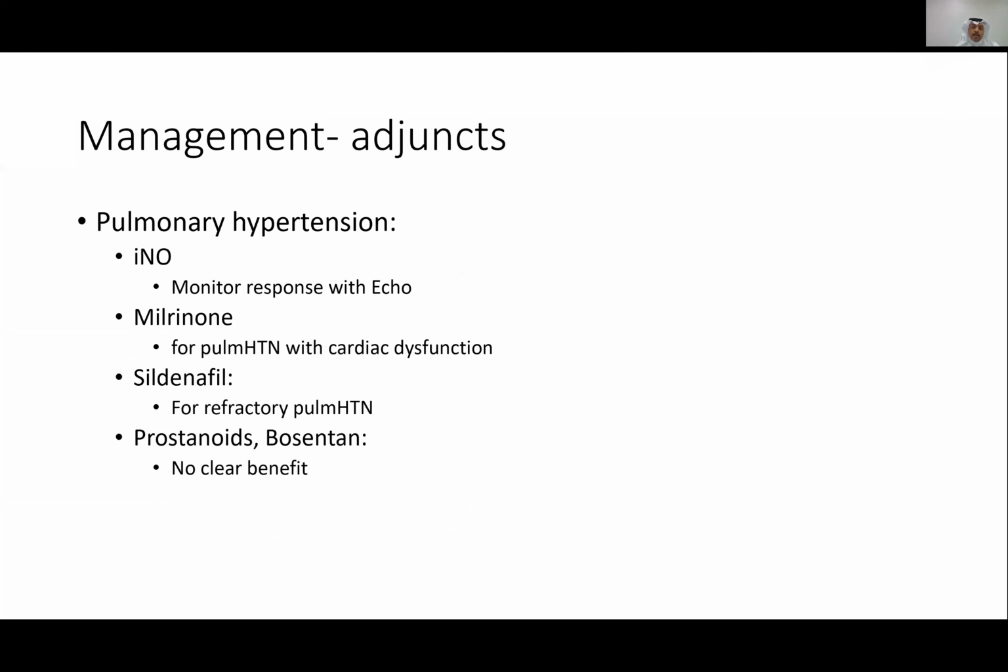Another adjunct to treat pulmonary hypertension is INO, as we said. Milrinone is a good drug. Sildenafil is also a good drug for pulmonary hypertension. Other prostanoids and bosentan, they don't really have any clear benefit as far as literature is concerned. Prostacyclin also is a good drug for pulmonary hypertension.